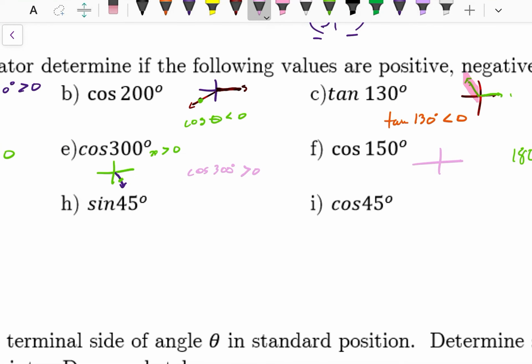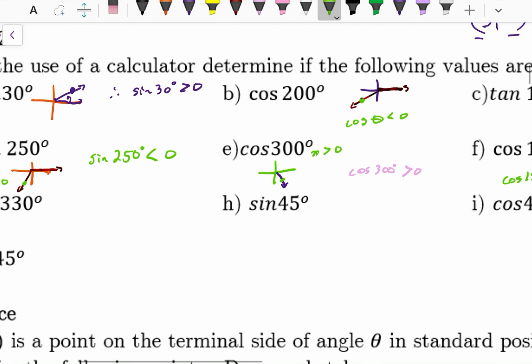150, where's 150? Well, 150 is right there, about 30 degrees away from the horizontal, short of the horizontal anyways. Cosine is right here. The x values are negative over here. So therefore, the cosine of 150 degrees also has to be negative.